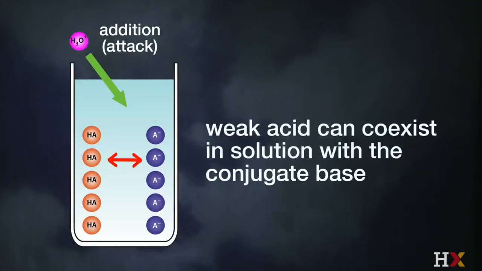And what's remarkable about this first beaker is that the weak acid can coexist in that solution with the conjugate base. And it's the ability of the weak acid and the conjugate base to coexist that sets up the ability of that mixture to defend itself against the addition of an acid, and as we'll see in just a moment, it can defend itself against the addition of a base. All right, we've attacked the solution with an acid. Now let's attack it with a base, and let's see what happens.